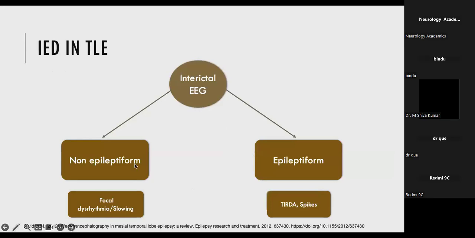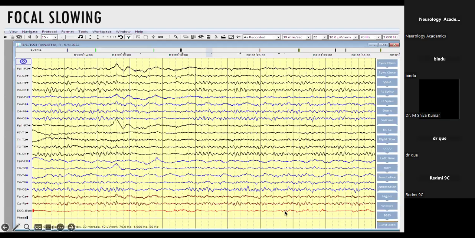IEDs in TLE can be non-epileptiform and epileptiform. Non-epileptiform discharges are focal dysrhythmia and slowing, and epileptiform ones are like TIRDA and spikes. Here I'm showing the focal slowing or non-epileptiform rhythm. This is a bipolar montage with a sensitivity of 10 microvolts, with high and low frequency filters at 70 and 1 hertz respectively. Here we can see the focal slowing in the right anterior temporal region.